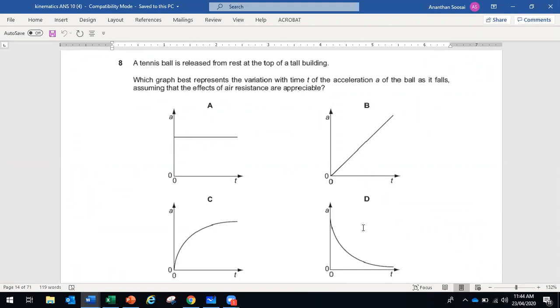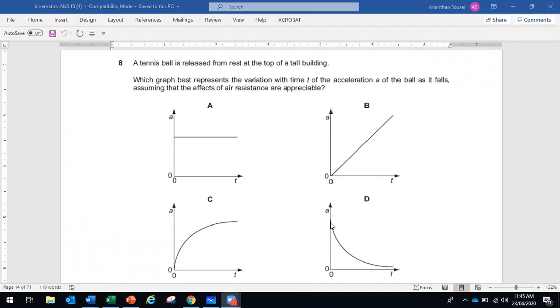See how they put the wording? Does this one have air resistance or no air resistance? Air resistance. Appreciable. That means they consider air resistance. They never neglected it. They said appreciable, so there is air resistance. So which graph? Good, most of you said D. So it should be the D graph. So D is the answer.